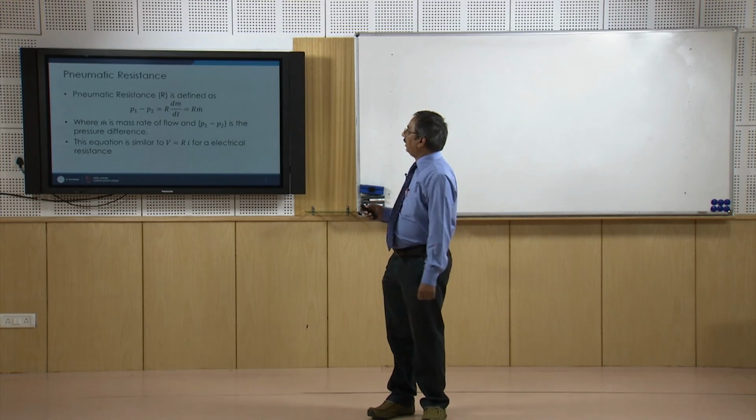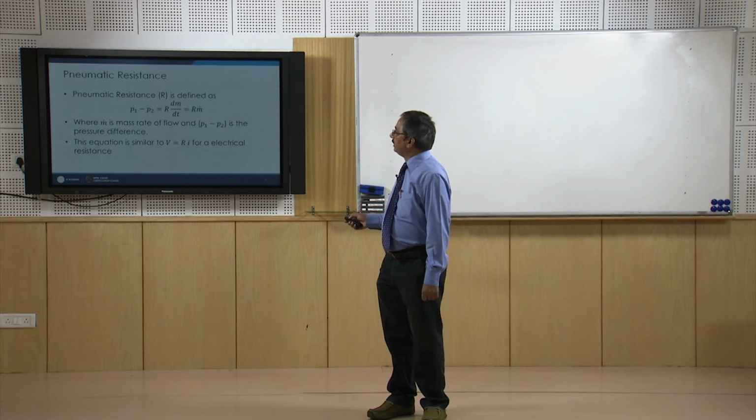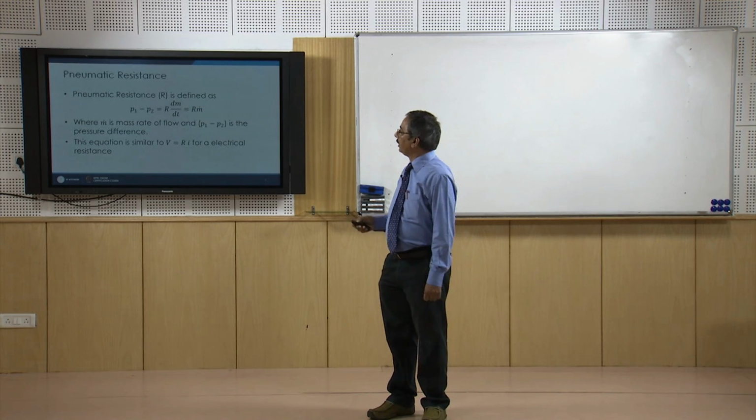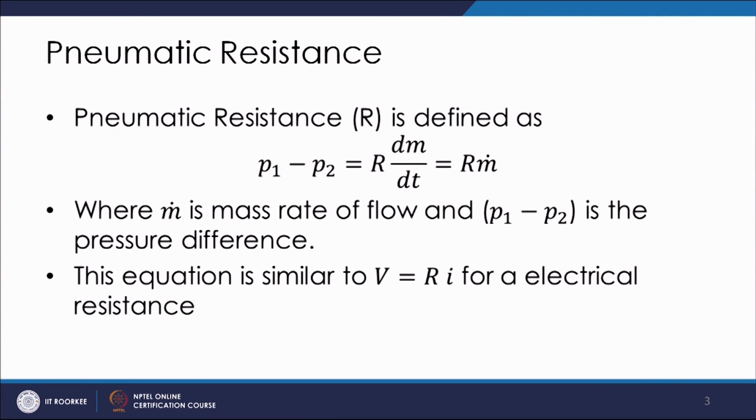So, let us begin with the basic building blocks. First we take the pneumatic resistance. The pneumatic resistance is defined as P1 minus P2 is equal to R dm by dt, where dm by dt is the mass flow rate. Here m dot is the mass rate of flow, P1 minus P2 is the pressure difference or the pressure drop, and R is the pneumatic resistance.